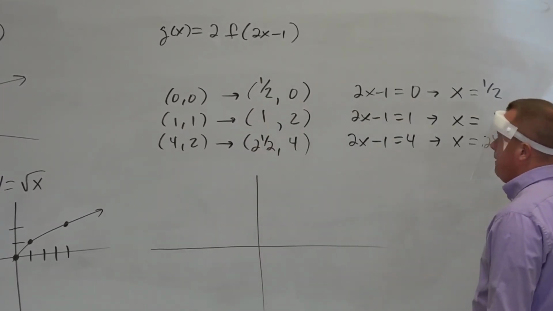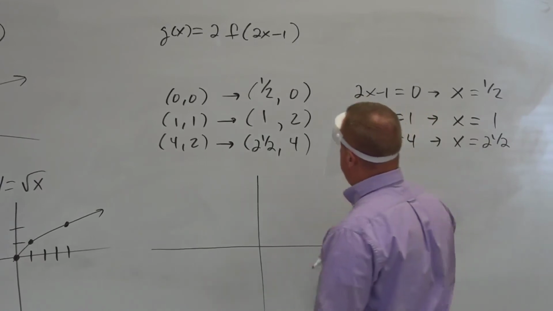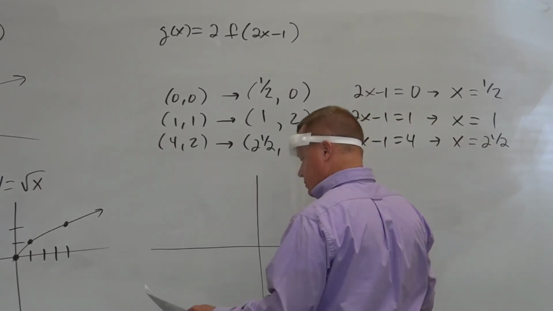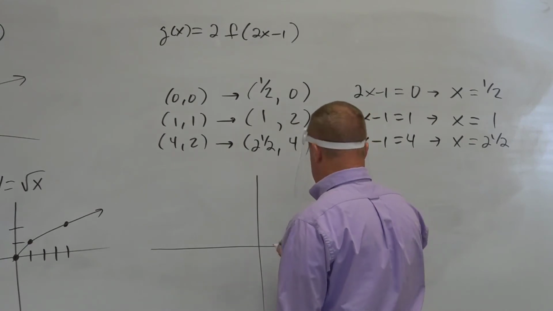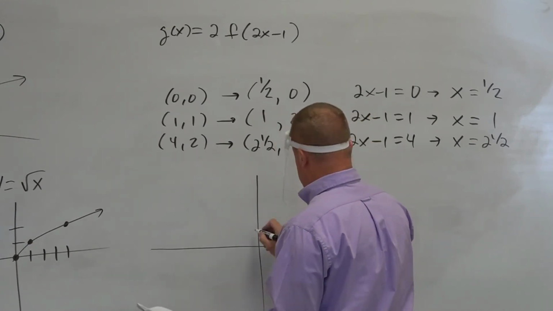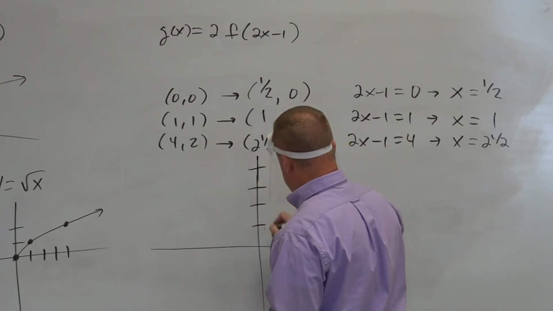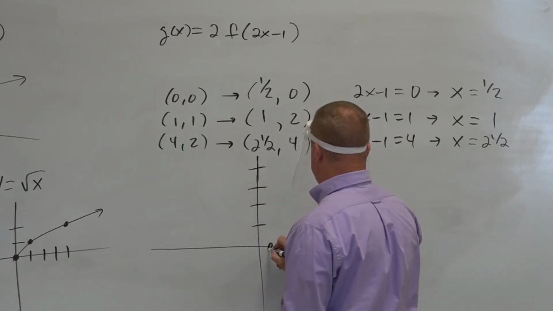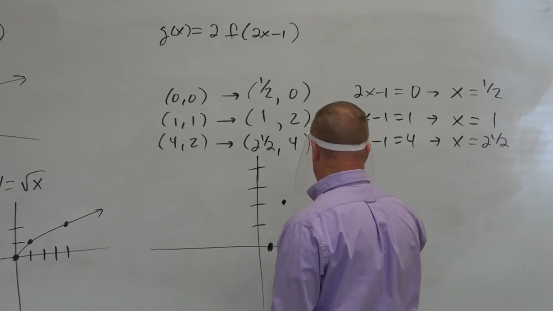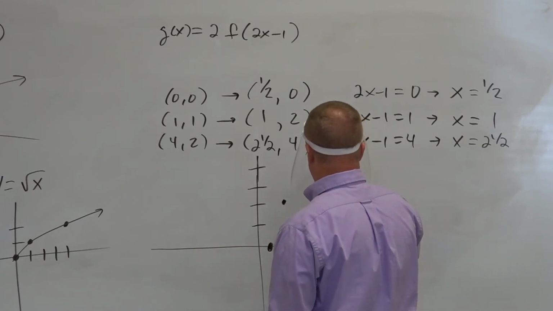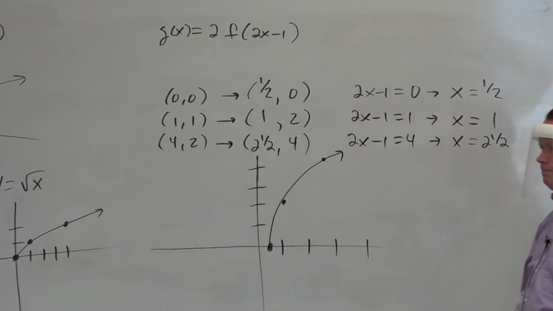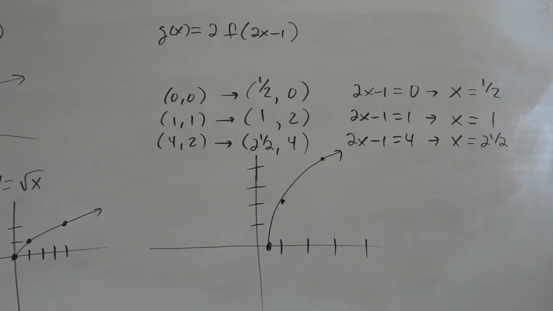Okay? So what do I have? I have these points. So I'll have 1/2, 0. So you've got to go up to. All right, so 1/2, 0 is right there. 1, 2 is here. 2 1/2, 4 is here. That would be how that would affect that graph.